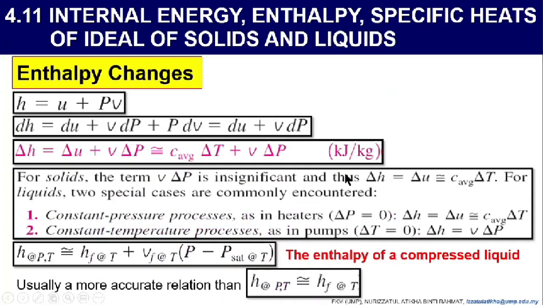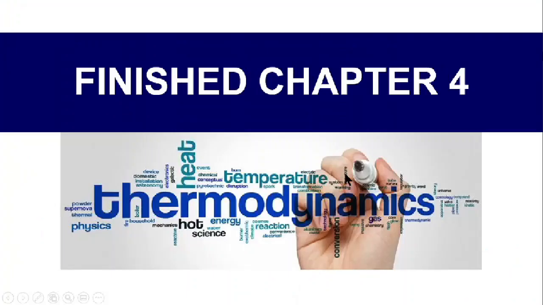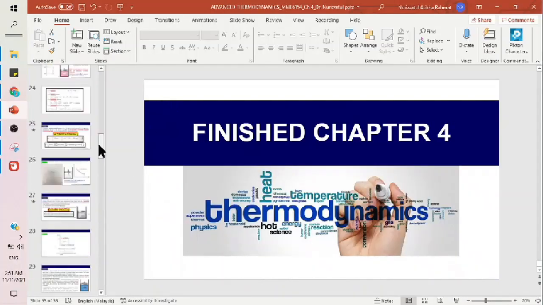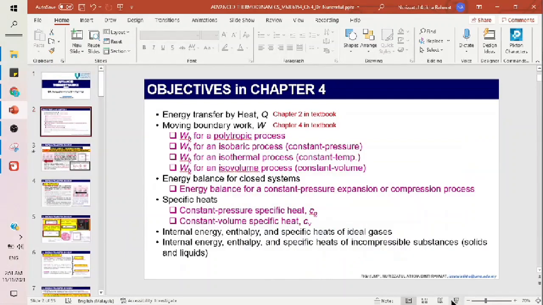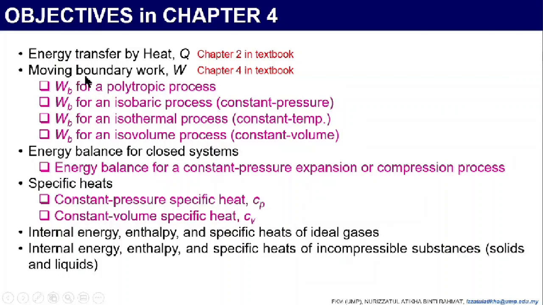So I believe that is all for chapter 4, where we touched on several topics. First we learned about energy transfer by heat and also energy transfer by work. From energy transfer by work, we learned about moving boundary work. After moving boundary work, WB, we learned how to calculate the moving boundary work for polytropic process, isobaric process, isothermal process, and also isovolume or isochoric process.